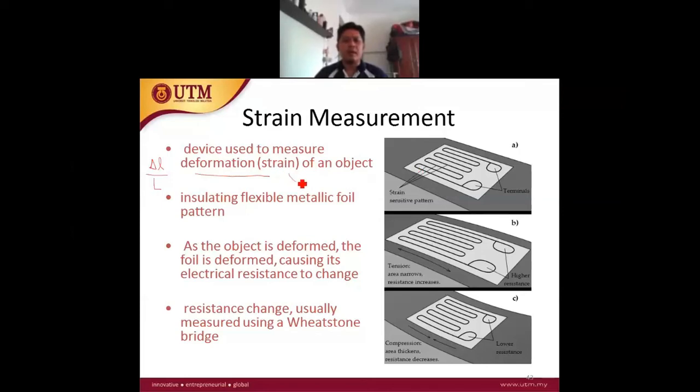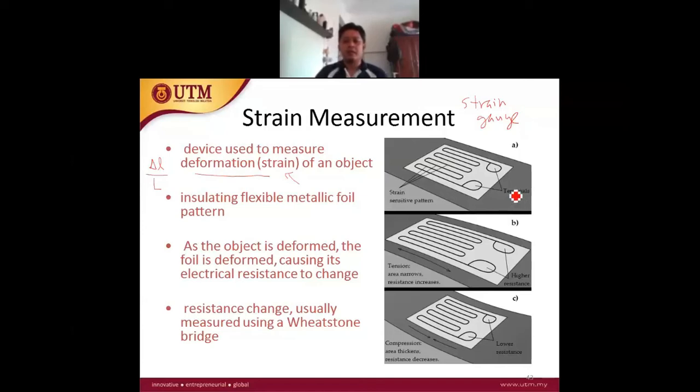So this is basically a mechanical quantity. This device is called a strain gauge. It's basically made of an insulating flexible metallic foil. So there's a metallic foil covered in insulator, a thin plastic. And it's basically a conductor, a very thin wire, packaged or put into a flexible material like a plastic film.